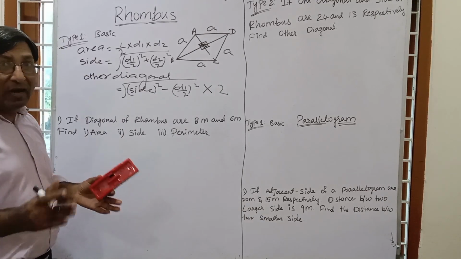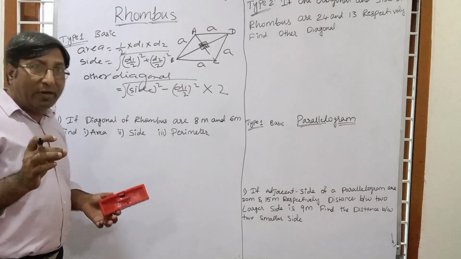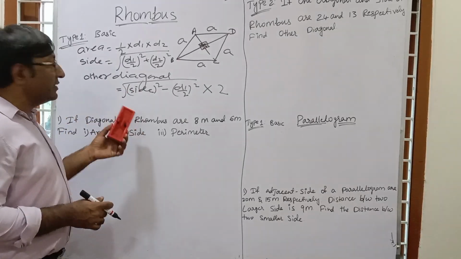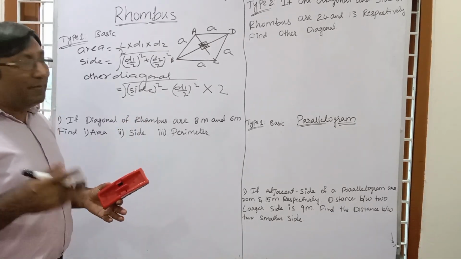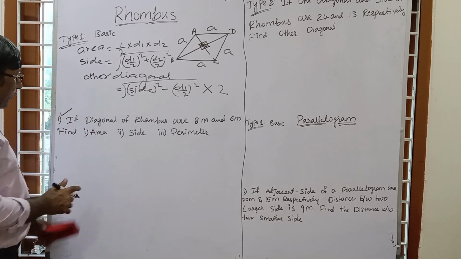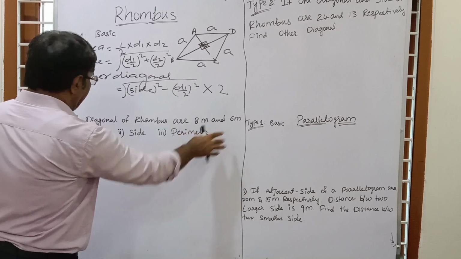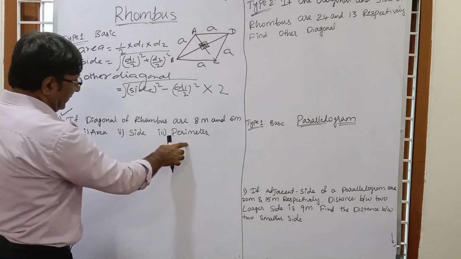Area of rhombus is half D1 into D2. Side of rhombus is what? Root under D1 by 2 whole square plus D2 by 2 whole square. And then the other diagonal is root under side whole square minus D1 by 2 whole square, and multiply by 2. Now see what the first question is. First question is, if the diagonals of a rhombus are 8 meter and 6 meter, then find area, side and perimeter.